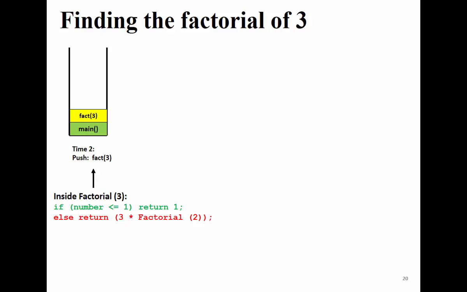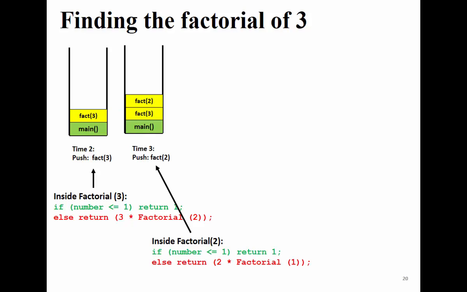You go to the method and you ask about factorial of 3. If number is less than or equal to 1, I'm going to return 1. That is the base case. Otherwise, I will do the recursive call: 3 times factorial of 2. And that is the case. The number that I have now is greater than 1, so I'm going to do the recursive call.